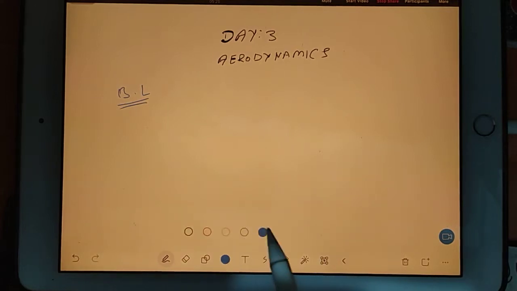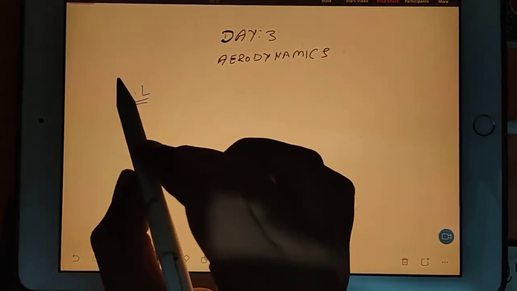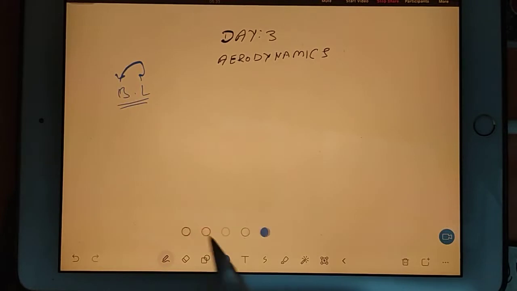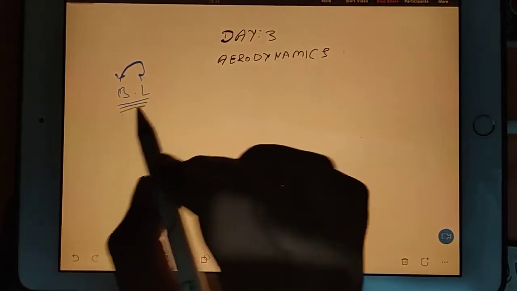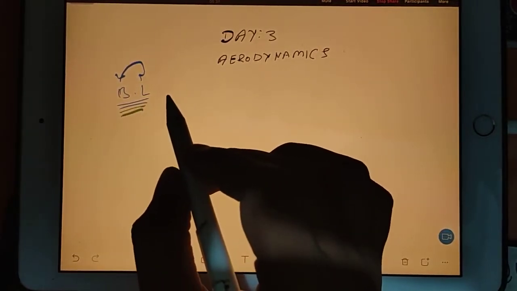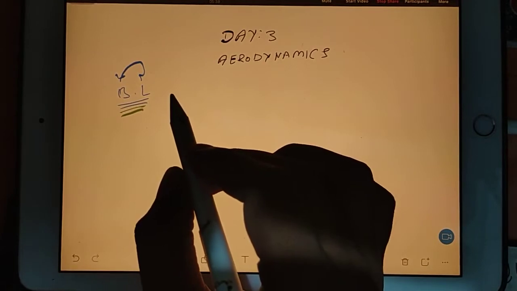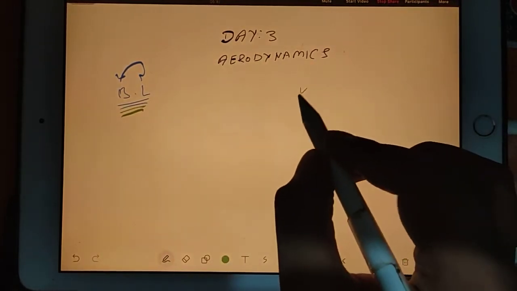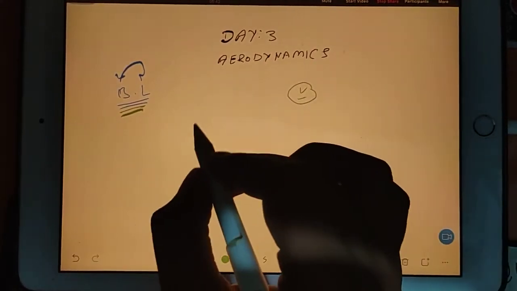What is boundary layer? We call this BL in short. Now see, to understand boundary layer, we should understand viscosity first. What is viscosity? To understand viscosity, first of all, we should understand what is friction.